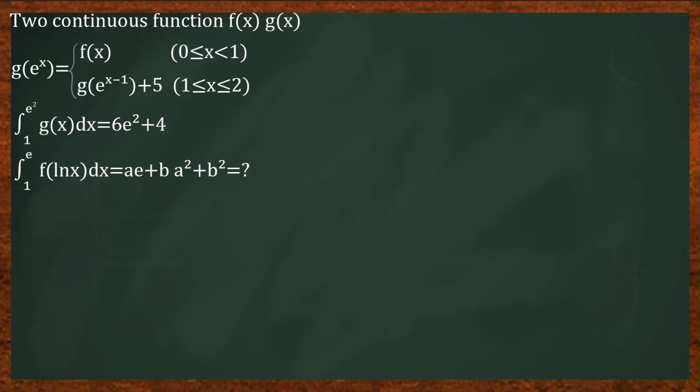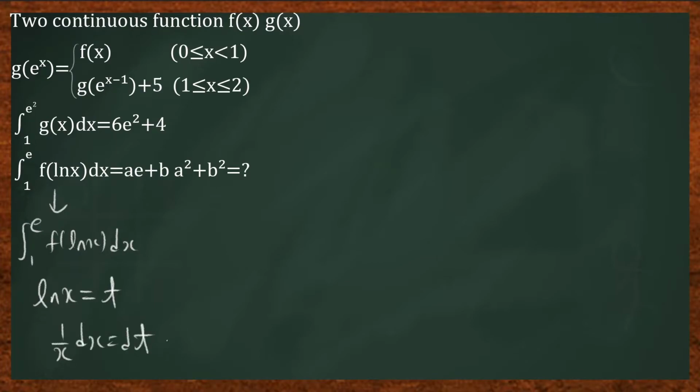So let's first find the direction of how we should solve this. We have to find a and b, and to do that we have to integrate f(ln x) dx from 1 to e, but we have only f(x) in the information with g(e^x). So let's substitute ln x with something else, for example t. Then 1/x dx is going to be equal to dt, which means dx is going to be x dt, and because ln x is equal to t, x is going to be e^t. So dx is going to be equal to e^t times dt.